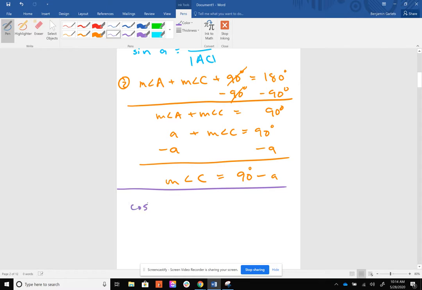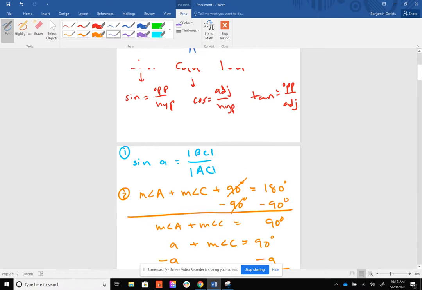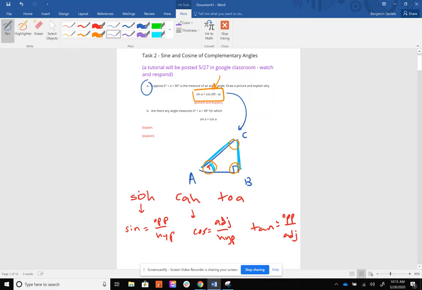What's the cosine of angle C? Well, cosine of angle C, so if I'm looking at this angle here, cosine of angle C says adjacent over hypotenuse. So the adjacent side over the hypotenuse. So the cosine of C is going to be BC over AC.